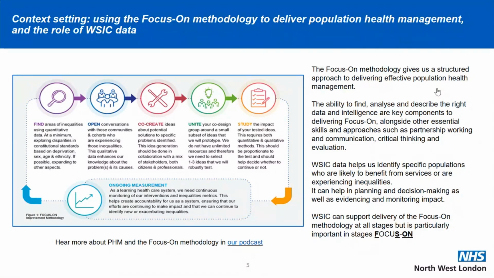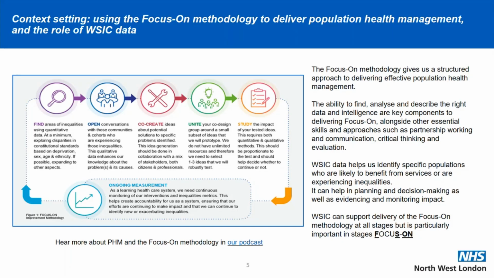Essentially what we say in population health management is the process to deliver it really effectively is to find your areas of inequalities, use data and insights to identify where you think you want to do the work. Then go and have open conversations with your communities and those who are affected or potential users of those services. Design and co-create some ideas around what you might want to do in that space to deliver services or interventions, and then unite your ideas around a small subset of ideas. Go away and do it, test it, does it work? Then you go and measure it in an integrated way, as part of an ongoing measurement package, and then you come back to analyze it. Has it done the right thing?